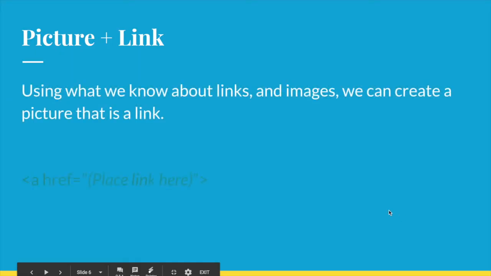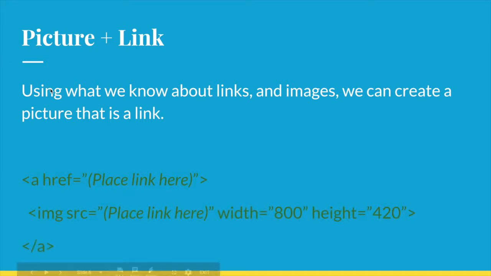Okay, now let's talk about picture links. Using what we know about links and images, we can create a picture that is a link. I've been hinting towards this the whole video, right? We have our A and our end A, and we're nesting our image right in between the two. So when you hover over this image, your mouse cursor is going to change to a finger, and then you'll be able to click that image, and that will go to whatever link is here. So that's how you do that picture plus link. You're just going to nest our image inside of our link.